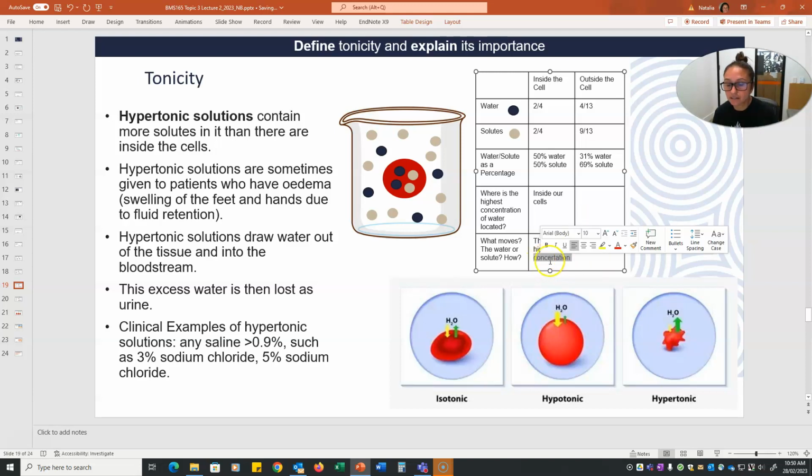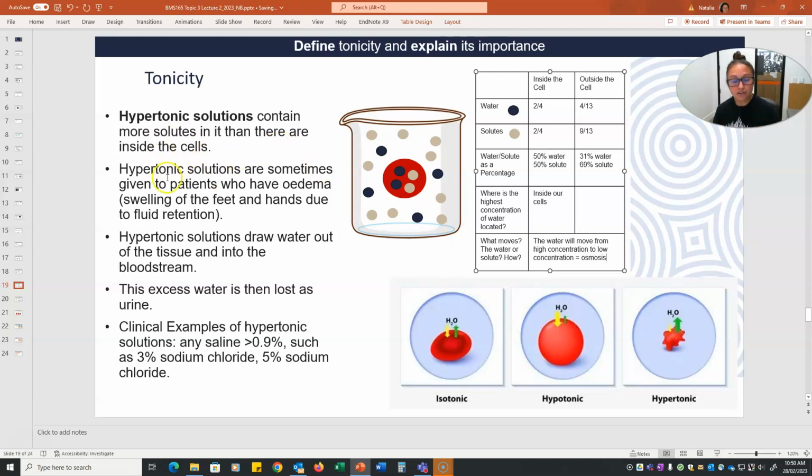I know it's a lot. There's a lot of things that you need to think about. Water molecules, solute molecules as a percentage. Where is the highest percentage of water? And then water is the only thing that moves. The solutes don't move. And water is going to move from an area of high concentration to low concentration, because that is osmosis.